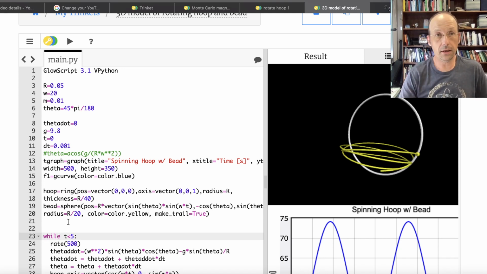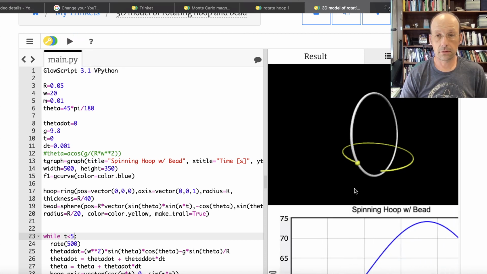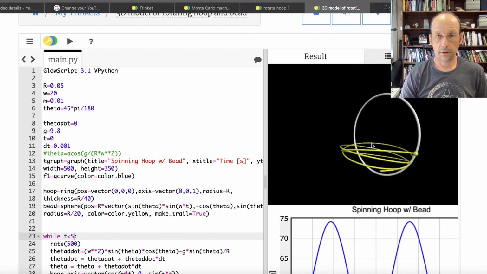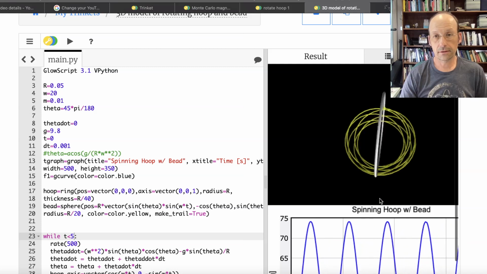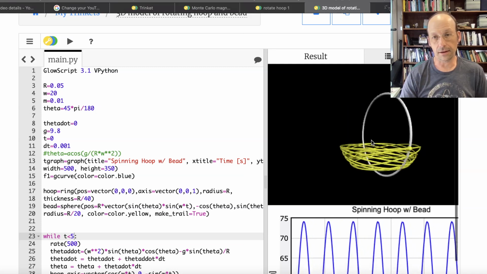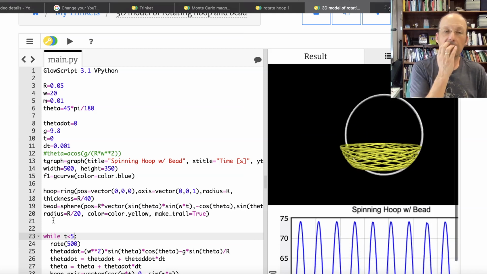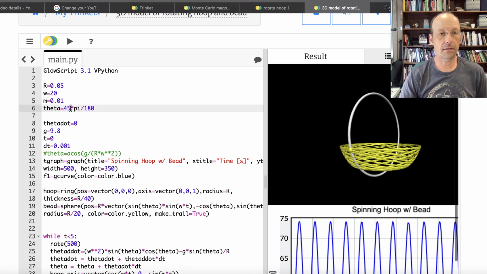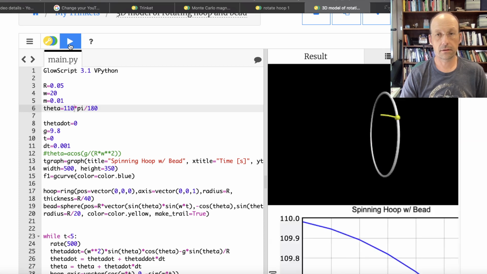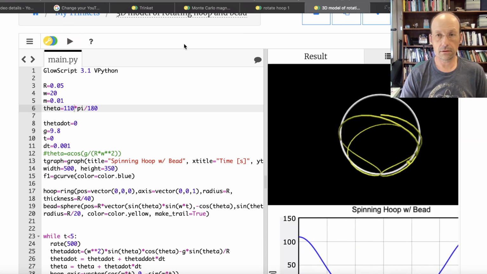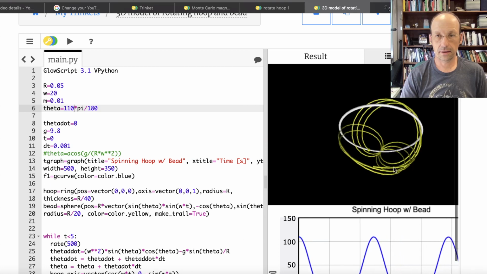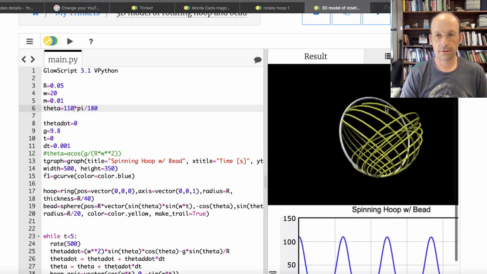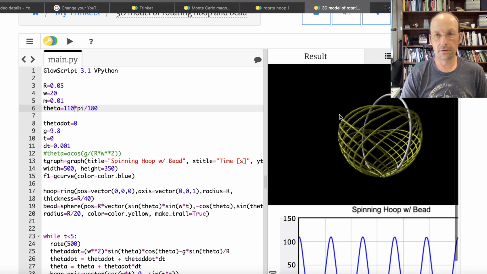It worked with the other case, so, I mean, it's pretty. I like it. Theta is 45. What if I started up high? What if I started with theta as like 110? It should still work, right? Oh, look at that. Ooh. That's pretty cool.